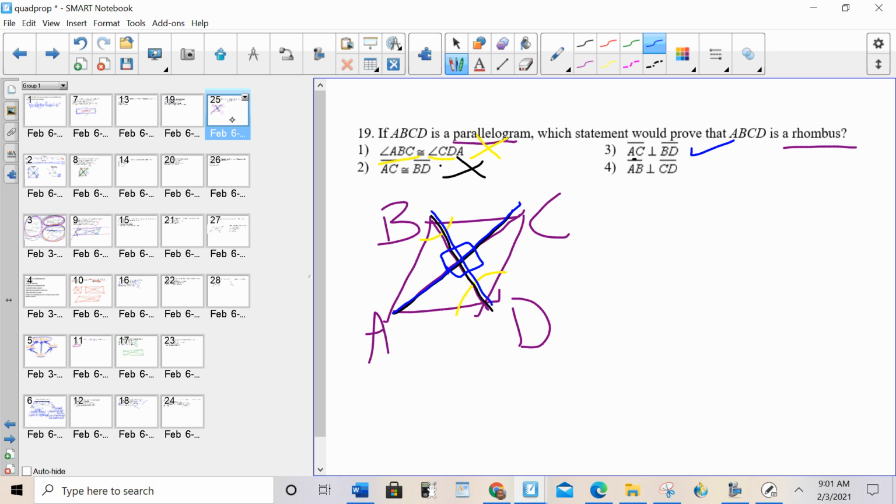And finally, choice 4. I like to always go through all 4 choices. AB is perpendicular to CD. That is not true. They're parallel. And even if that were the option, that does not prove it's a rhombus. That's a property of the rhombus. Your answer is choice 3. So now these last few questions are kind of taking all those properties and applying them to an actual shape.